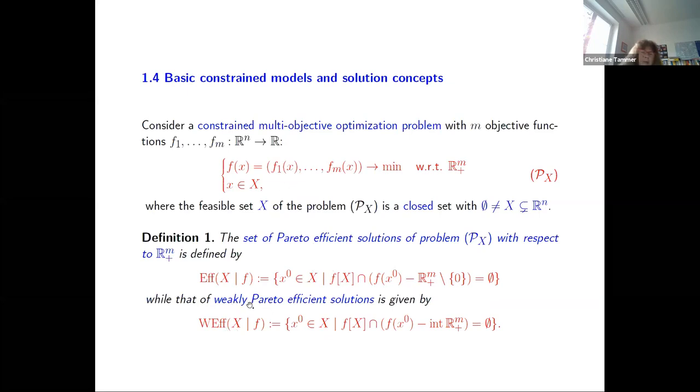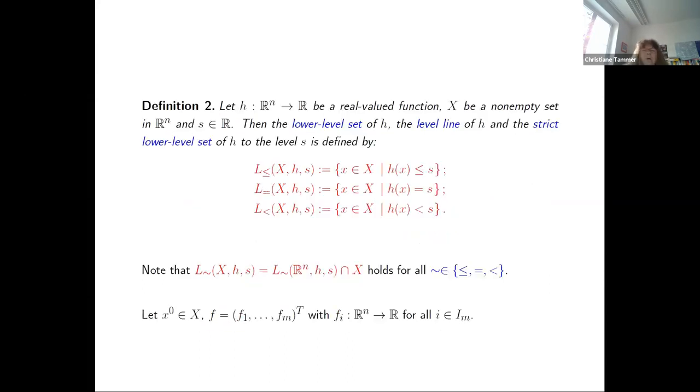And furthermore, we are speaking about weakly Pareto efficient solutions if we replace the natural ordering cone in the m-dimensional Euclidean space by the interior of this cone. So for our approach, it is important to deal with lower level sets of a real valued function h, the level z, this is this one, and the strict lower level z. Here you can see the definitions, and it is easy to see that we have this relation if we are using a subset of Rn or the whole space Rn.